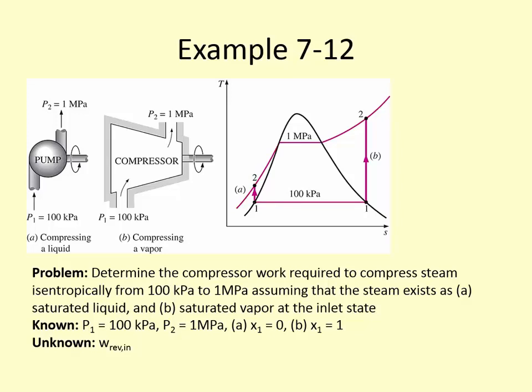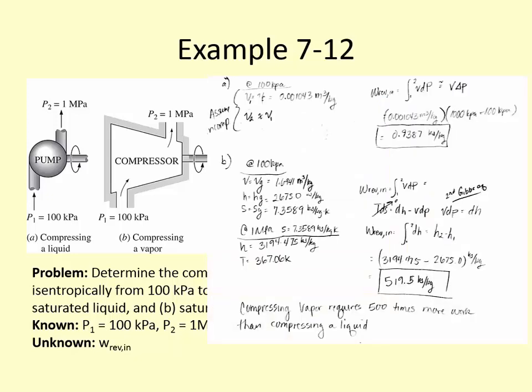So if we start just looking at property values, our state is 100 kilopascals, and it's a saturated liquid vapor mixture. So we're going to have to look up the v sub f, v sub g, h sub f, h sub g, s sub f, and s sub g at those two states. So at 100 kilopascals, what is v1 equals v sub f? 0.001043 meters cubed per kilogram. Okay, what's v2 equals v sub g?